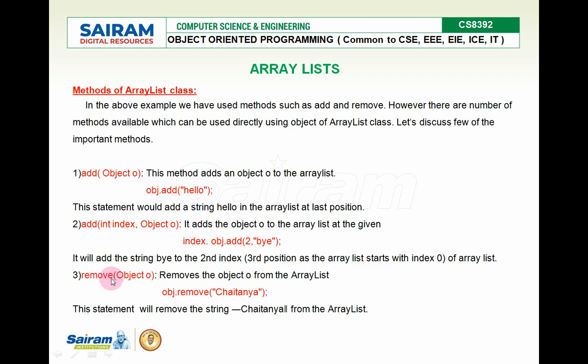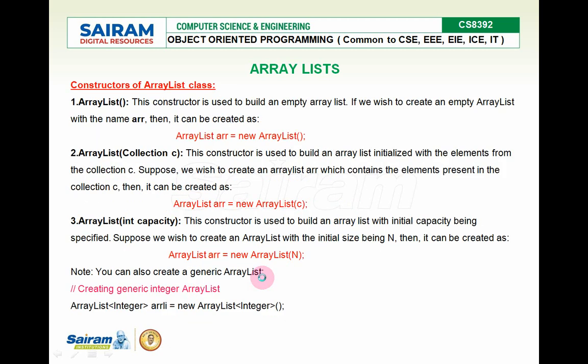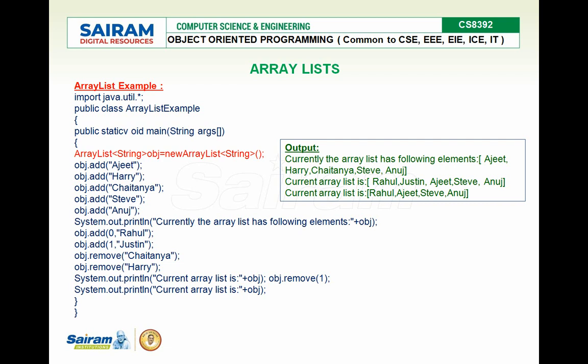And the third method is remove. Remove means you are deleting an element from the array list. So obj is my object, dot remove is the method. What is the element to be removed? If you give it in double quotes, and Chaitanya is there in the array list, that will be deleted from the array list. This we have also seen in the example: obj dot remove Chaitanya, obj dot remove Harry. So Harry and Chaitanya will be removed after these two statements.